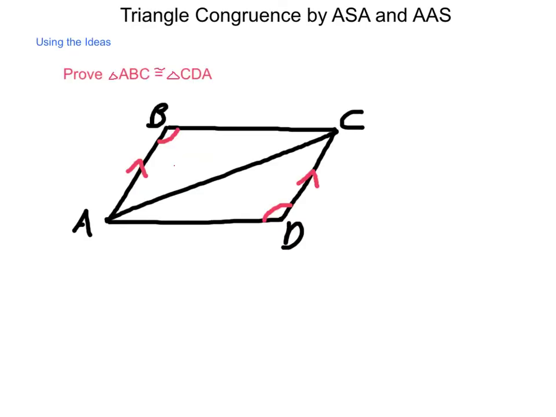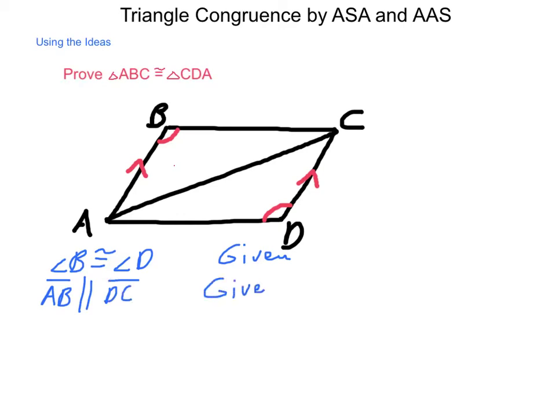If I have the diagram as shown here, I need to prove that triangle ABC is congruent to triangle CDA. And we're going to build this in our two-column proof method. So I begin by saying that angle B is congruent to angle D, and that's a given fact. Then I know that line segment AB is parallel to line segment DC. And again, that is a given fact.